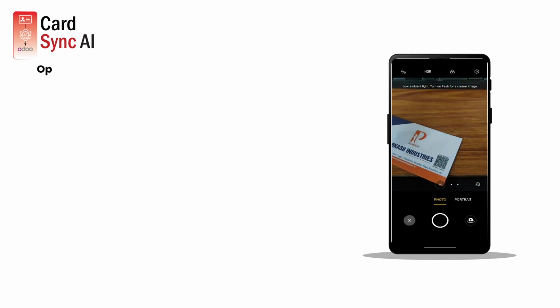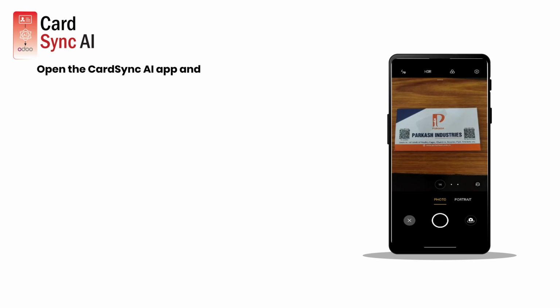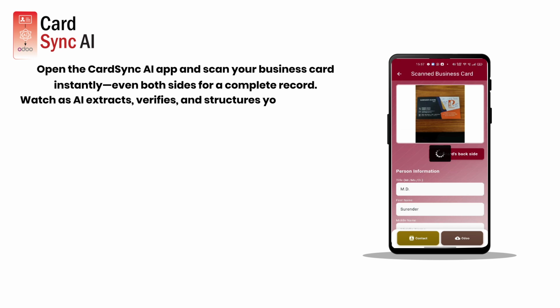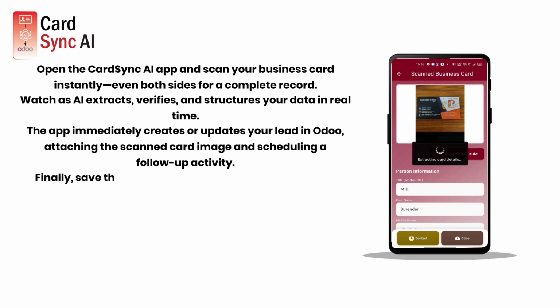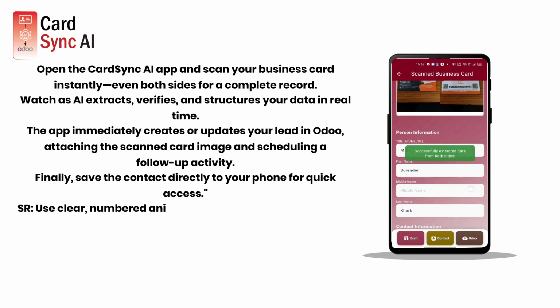Open the CardSync AI app and scan your business card instantly, even both sides for a complete record. Watch as AI extracts, verifies, and structures your data in real time. The app immediately creates or updates your lead in Odoo, attaching the scanned card image and scheduling a follow-up activity. Finally, save the contact directly to your phone for quick access.